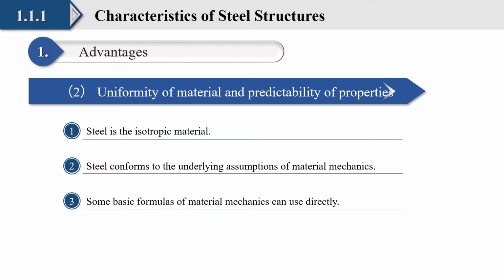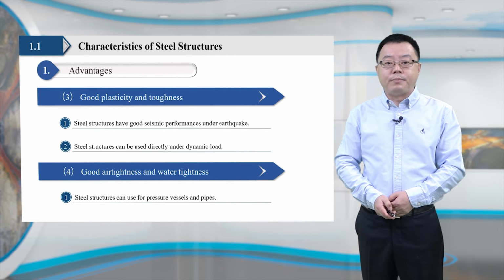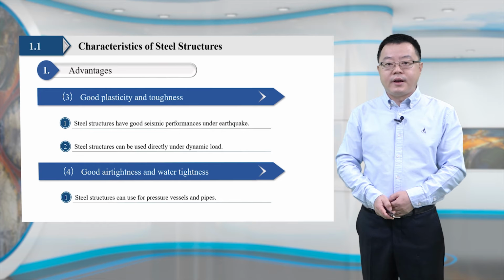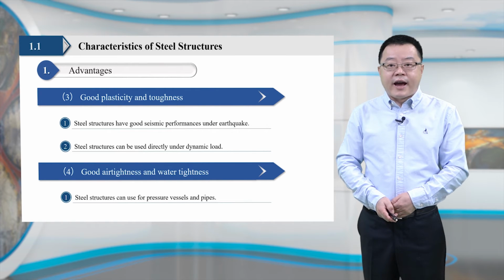Steel is an isotropic material, and some basic formulas of material mechanics can be used directly. The third advantage is that steel has good plasticity and toughness. That means steel structures can be used under dynamic load and have good seismic performance under earthquakes. The fourth advantage is good air tightness and water tightness, so that pressure vessels and pipes always use steel structures.